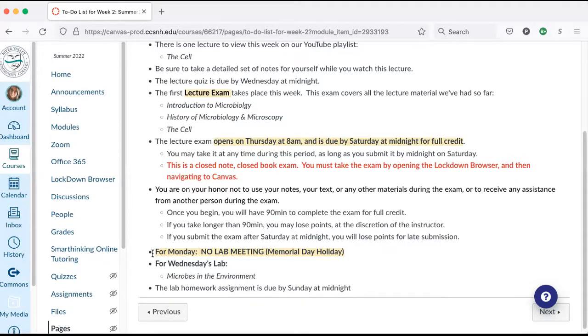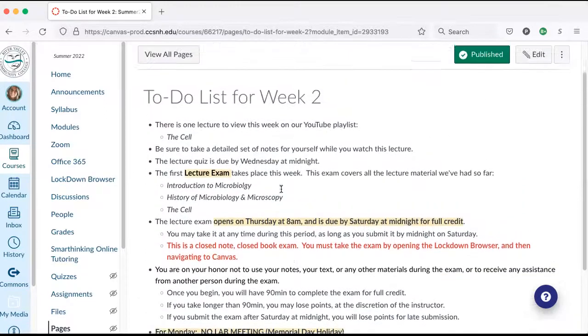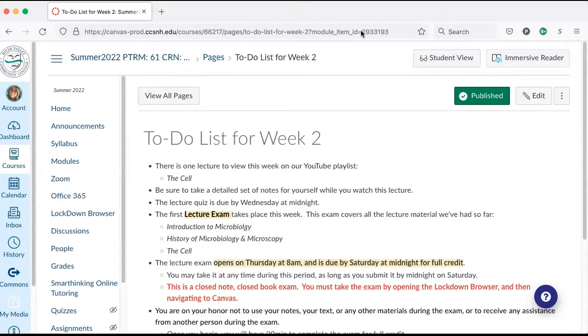Just remember too, you have a lab homework assignment this week. It says microbes in the environment. It should actually say examining living microbes. That's what our lab is called today. But yes, you have a lab assignment this week too. So make sure it's all on your personal calendar so you don't forget anything.